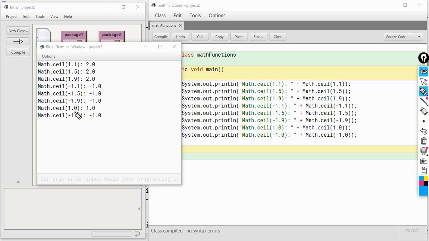Now what will happen if the decimal part is 0.0, positive 1.0 and negative 1.0? The answer will be the same number. If it is 0.0, then it's going to be the same number. We have got 1.0 here, so the answer is 1.0. Here we have got minus 1.0, so the answer is minus 1.0. So this is how the Ceil function works.